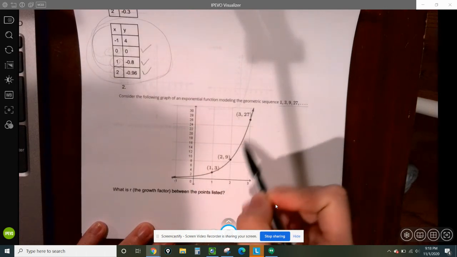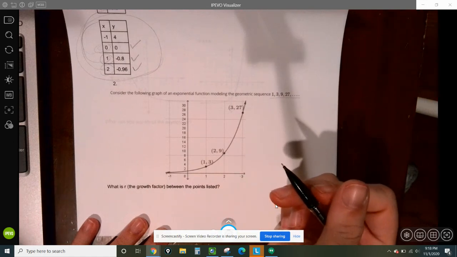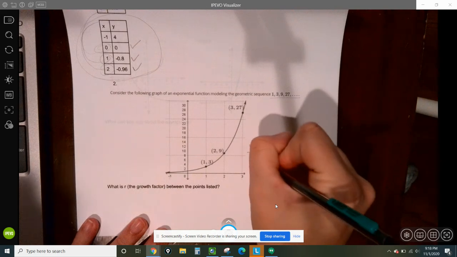So they already graphed it for you. The question is, what is the R, or the growth factor, between the points listed? Let's just look at these 2 points first. The growth factor R is like the slope, so it's like rise over run.